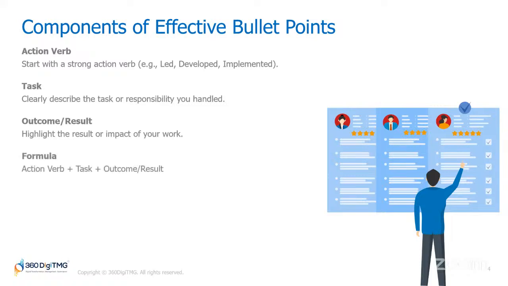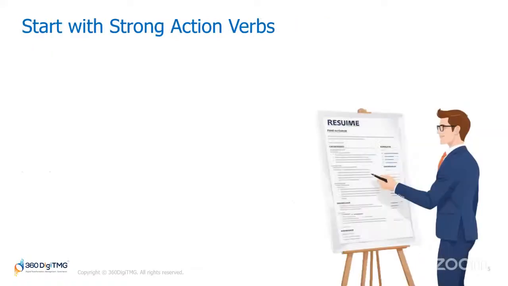Now, make sure that you are using a very simple formula, that is action verb plus task plus outcome or result. Basically, action verb, for example, led. What was the task? Led a team of 50 people working on something to deliver a project, and quantify the task. Now, highlight the result or impact of your work. Example, developed a new training program, reducing onboarding time by 30%. You need to quantify whenever we talk about bullet points. You need to quantify those bullet points.